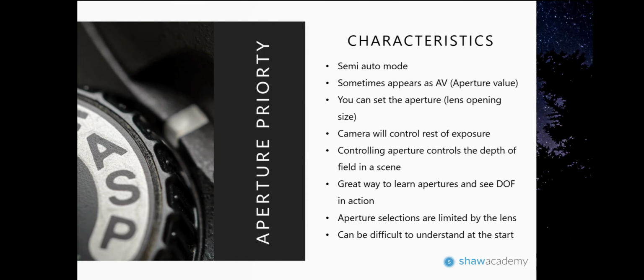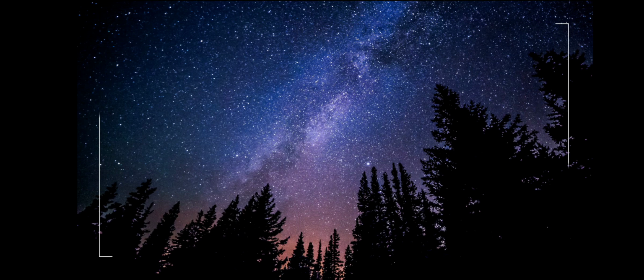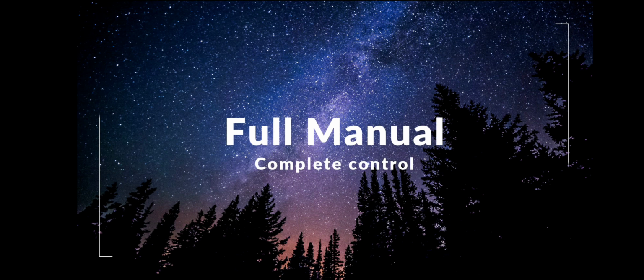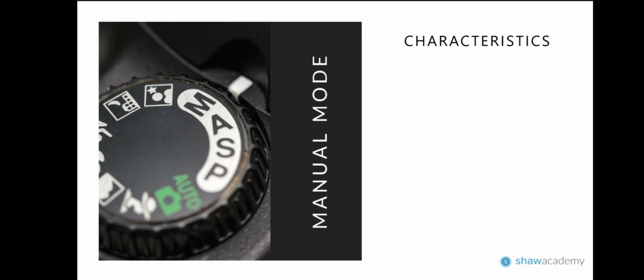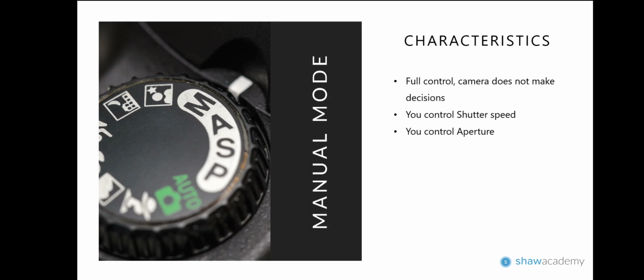And finally then, we have our Holy Grail, our full manual mode, our complete control option. Basically, fully manual mode, the M mode, this is full control. The camera makes no decisions. We have to make all of the decisions. You control the shutter speed, you control the aperture, you control the ISO, you've got complete control.